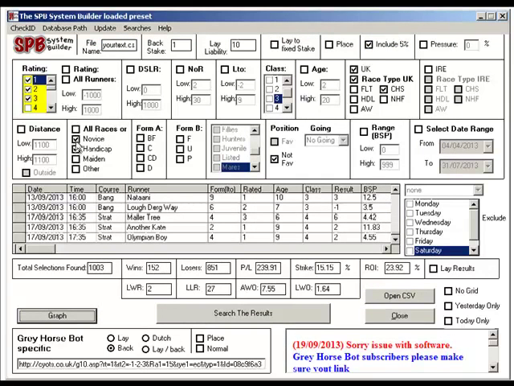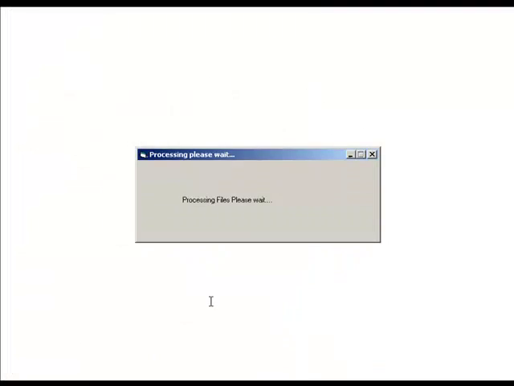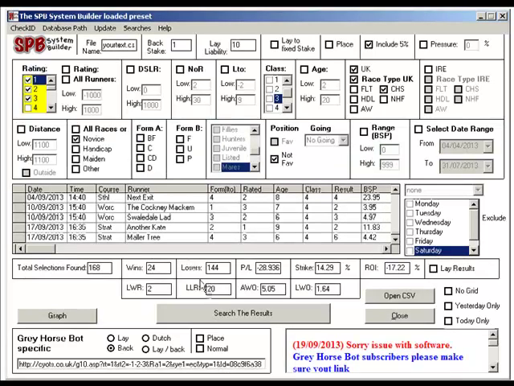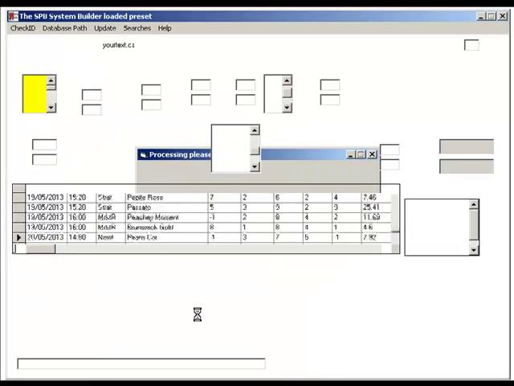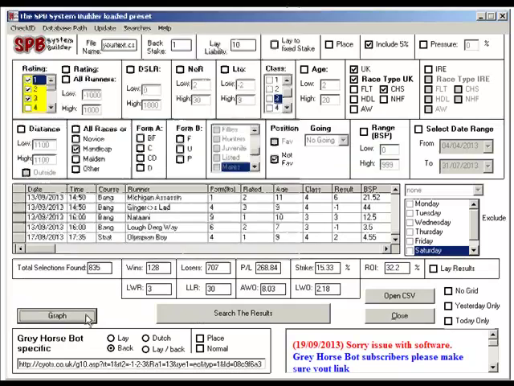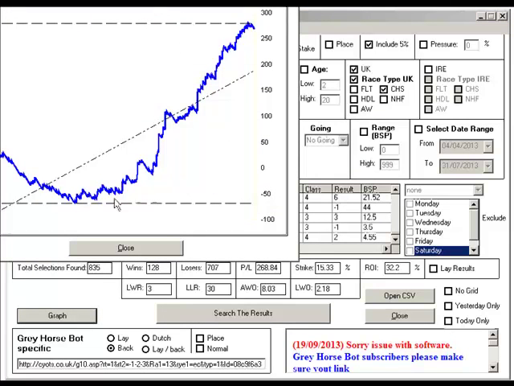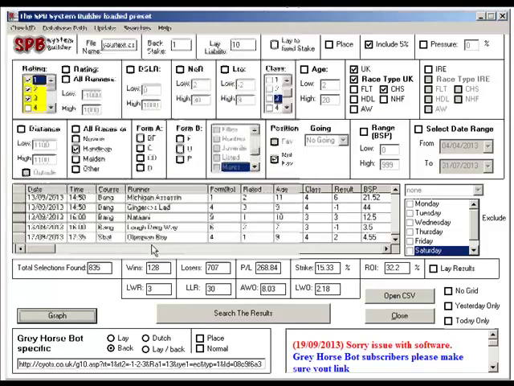We could then say, well, let's recheck the types of races again. So we could go through. So novice in this case is actually not particularly good this time. So we could be on a handicap system, which wouldn't be a bad idea. We stick to handicap races only. We've got 268 points. And notice now that losing streak isn't so bad.